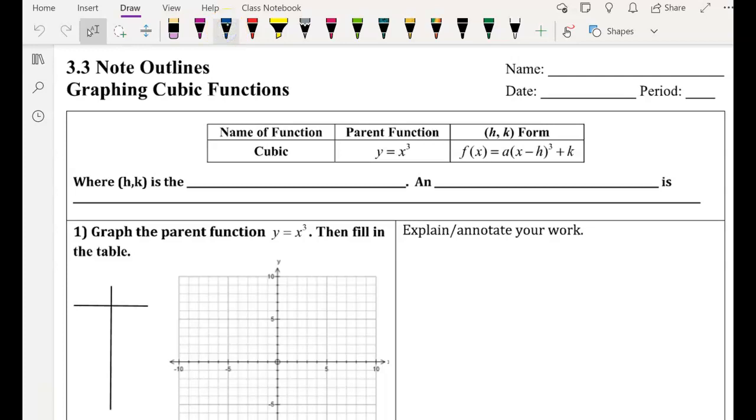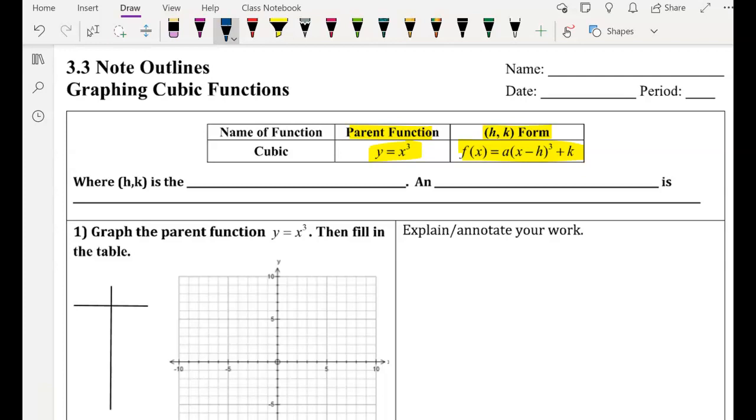Hey students, let's start your 3.3 notes, graphing cubic functions, okay? So a cubic function, as you can see right here, has a degree of 3. The parent function is going to be y equals x to the third. Again, we are going to study the HK form of your cubic function. As you can see, it's very similar to your absolute value as well as your quadratic HK form.